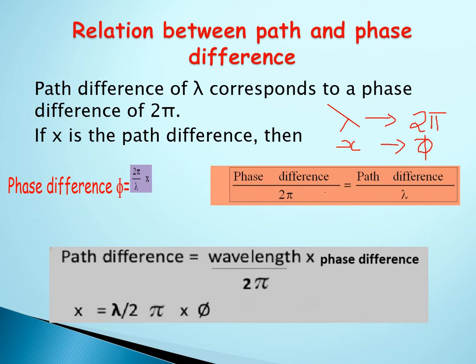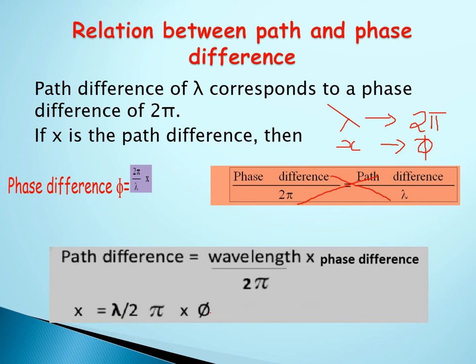So from this, do the cross multiplication: path difference is equal to phase difference into lambda by 2 pi. Okay, so finally we get path difference x is equal to lambda by 2 pi into phi. This phi is in the numerator.